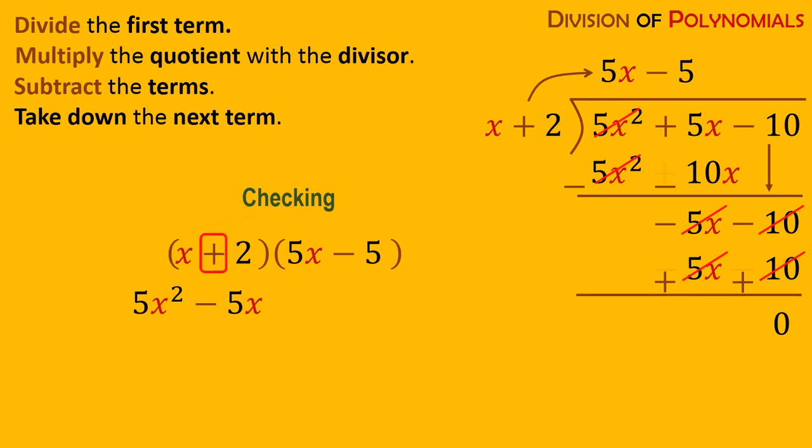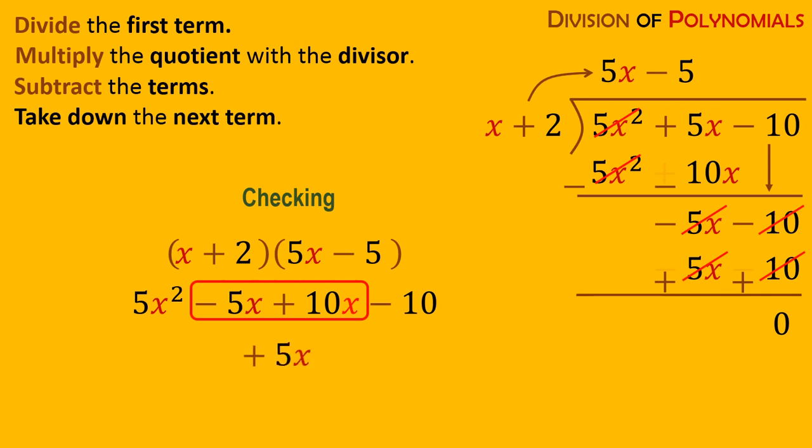Now moving to the second term of the first polynomial and multiplying it with the first term of the second polynomial. So 2 times 5x equals plus 10x, and 2 times -5 equals -10. So we have performed the multiplication. Now we need to combine the like terms. These two are like terms, and -5x plus 10x equals 5x, and these two are unlike terms, so we have just copied them down to the answer.